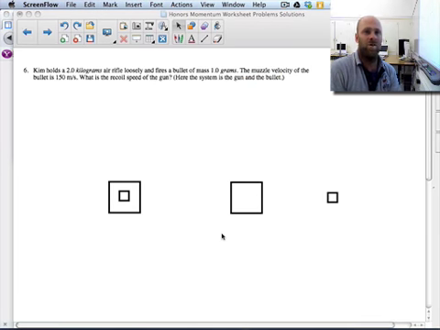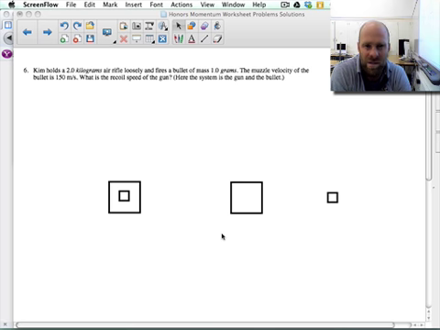Hello, I wanted to show you how to do number 6. It says Kim holds a 2 kilogram air rifle loosely, keyword being loosely, meaning she doesn't really hold on to it, and fires a bullet of mass 1 gram. The muzzle velocity of the bullet is 150 meters per second. What's the recoil speed of the gun?